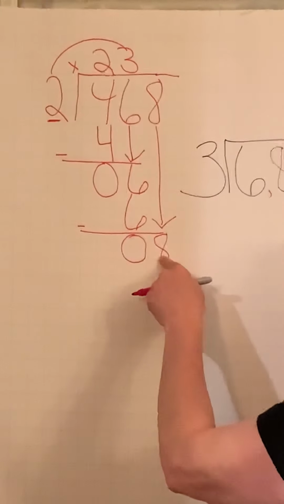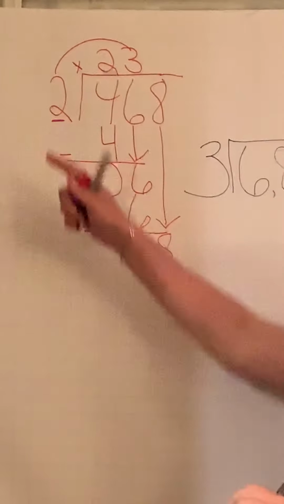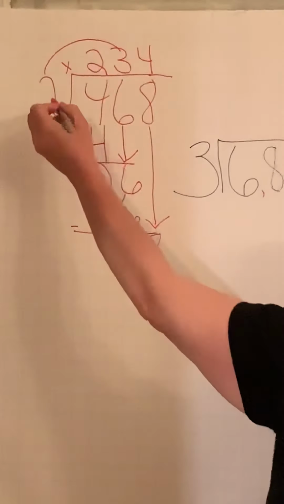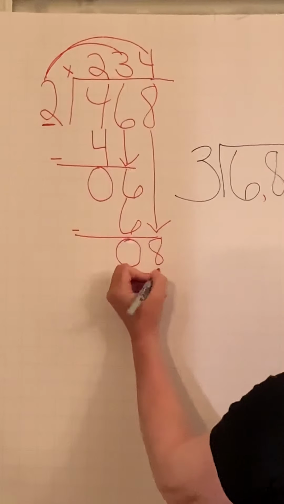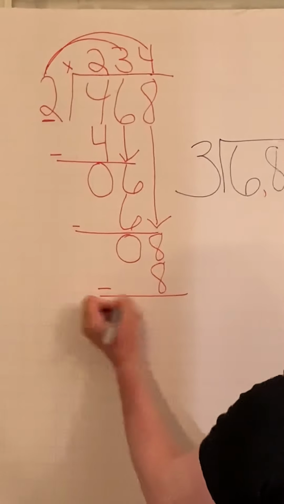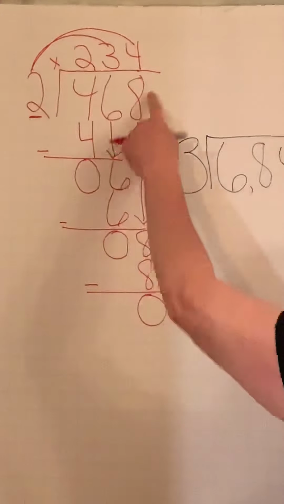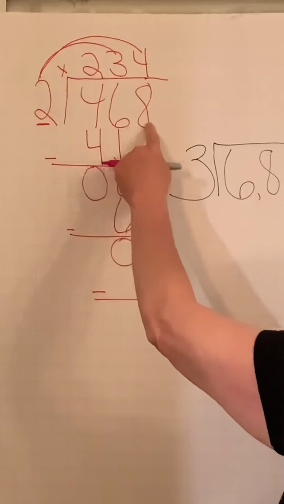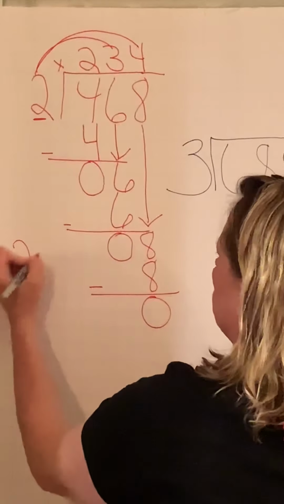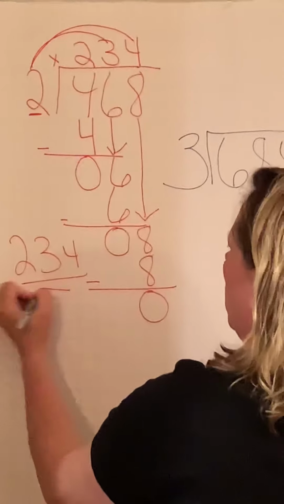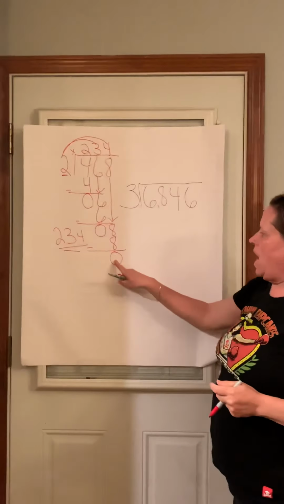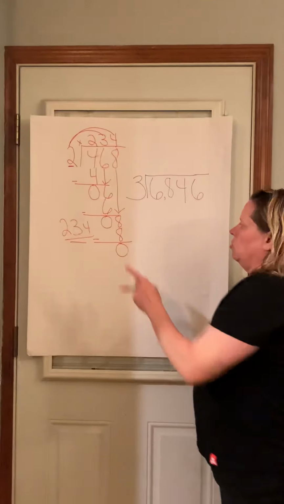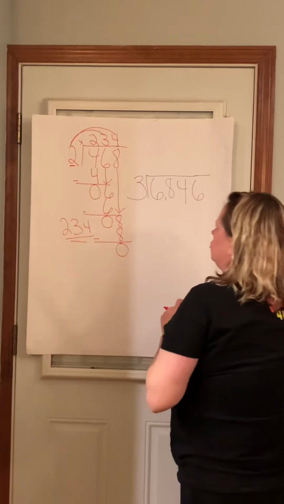So now we brought down the 8, and now we can divide. How many 2's are in 8? Again, we're counting by 2's. 2, 4, 6, 8. There are 4 2's in 8. Again, we say 2 times 4 is 8. We subtract. We have a 0. We have no more numbers to bring down, so here is our answer. 468 divided by 2 is 234, okay? We have no remainder. If we had any left over here, we would have a remainder, but this works out perfectly.